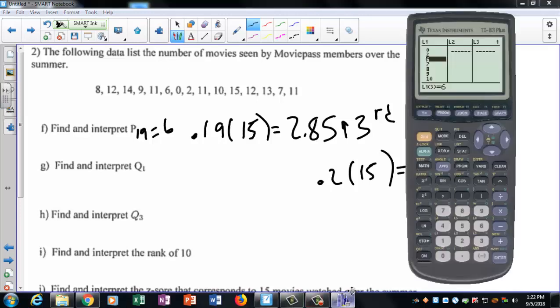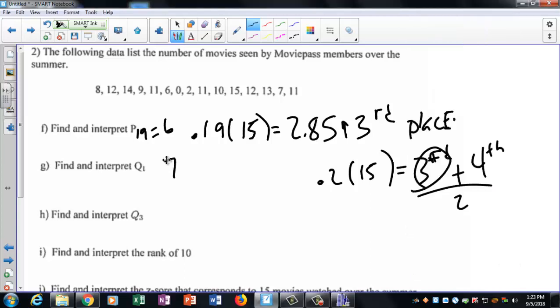Okay. Find and interpret Q1. Q1 is found on the calculator. That was one of the options that we had when we went to one variable statistics. Q1 and Q3 both show up here, so Q1 is 7, Q3 is 12. 25% of the MoviePass subscribers went to 7 movies or less. 75% went to 12 movies or less. If you just said less than 7, that's fine. If you said less than 12, it's fine too.